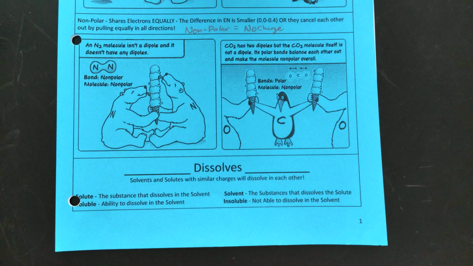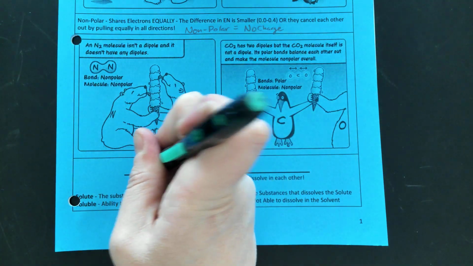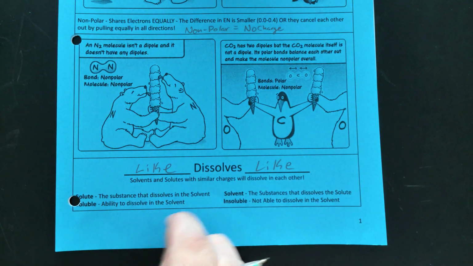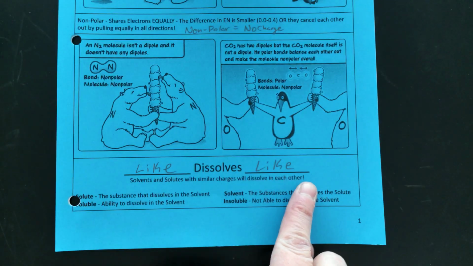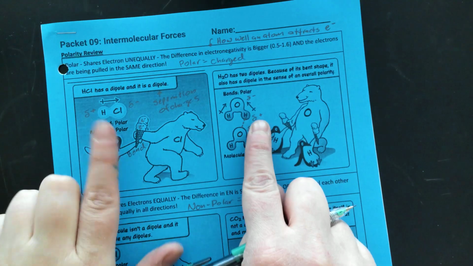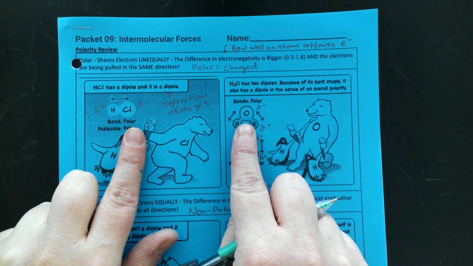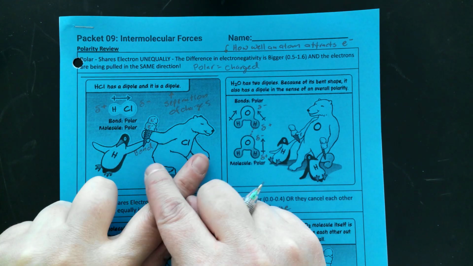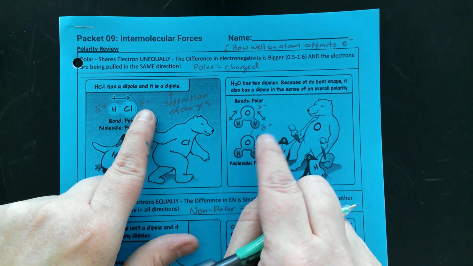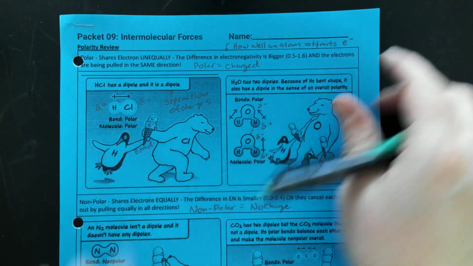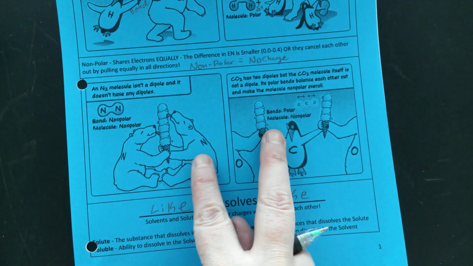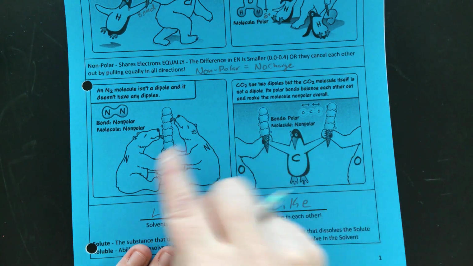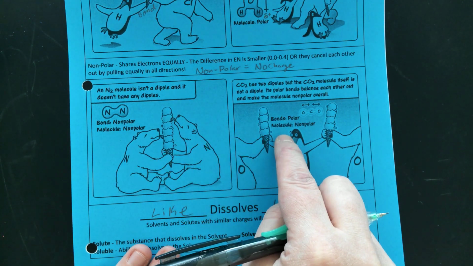So why do things mix together? We have a phrase called like dissolves like. Things with similar charges will dissolve each other. So for example, these two compounds could dissolve in each other because they both have charges. If they're both polar, they can mix because the negative from one will attract the positive of the other. Now, if you have something that's nonpolar, they can also mix. Okay? They don't have any charges getting in the way of them mixing together.